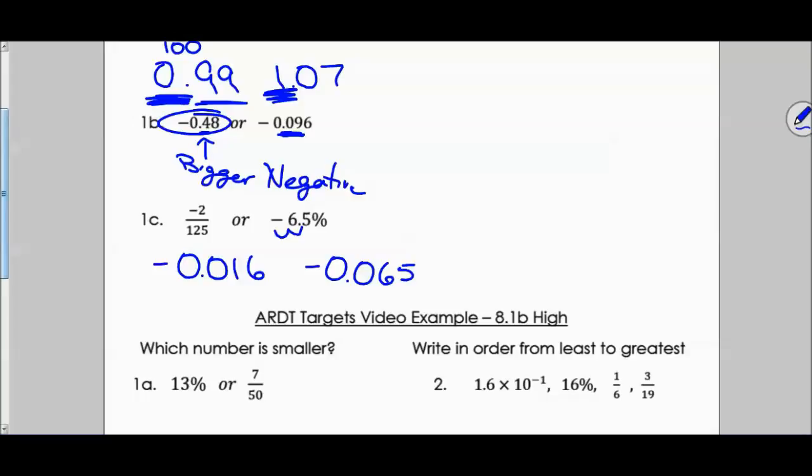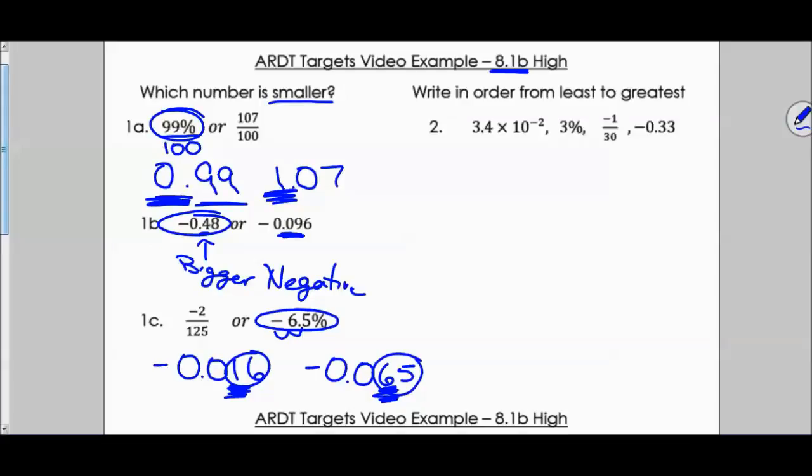The smaller number is the bigger of these 2 negative numbers. So we're comparing the second decimal place, the hundredths place. That is the bigger hundredths place. That's a 6 compared to a 1. The bigger number is actually our smallest number on a number line. So our smaller number is that negative 6.5%.